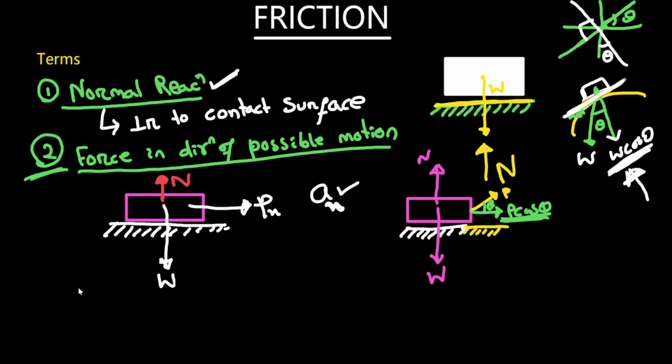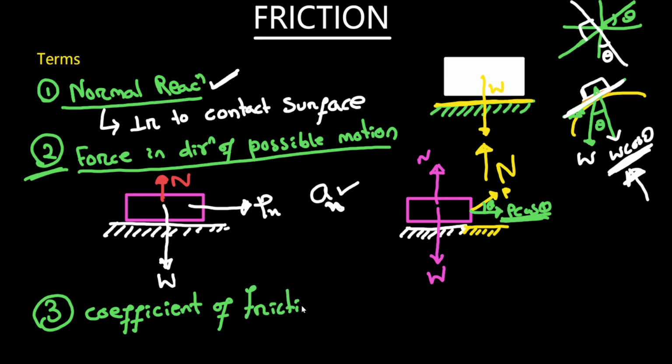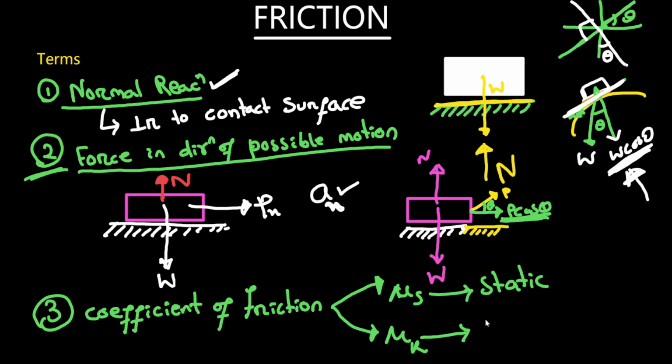Then we will talk about the third thing, it's called coefficient of friction. It depends upon the nature of the surface. This coefficient of friction can be classified into two: mu s and mu subscript k. The first is called static coefficient of friction, and this one is called kinetic, or we can say dynamic, coefficient of friction. What is coefficient of friction?